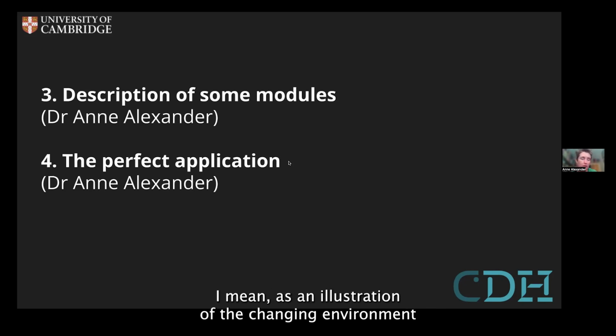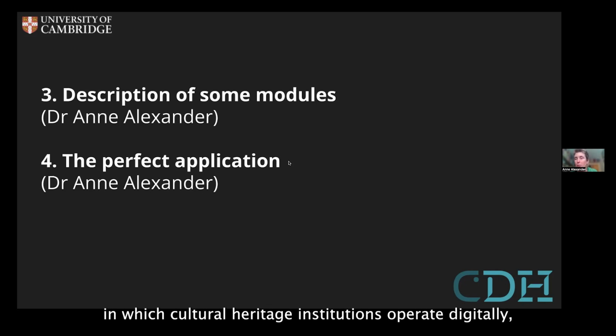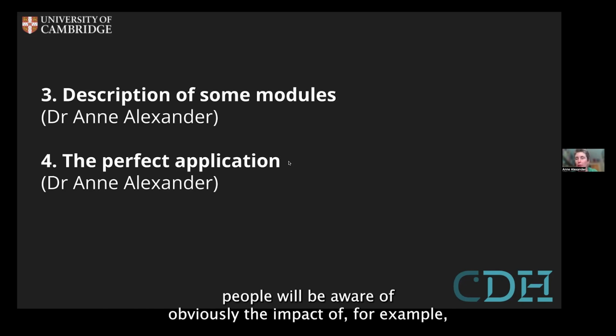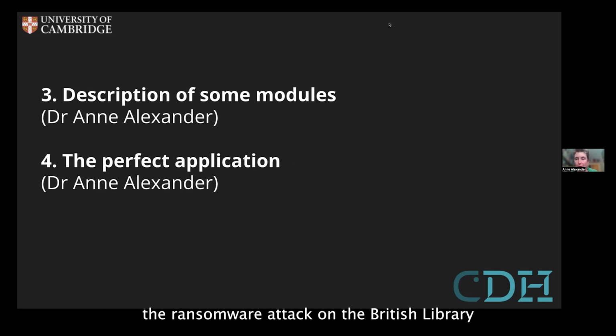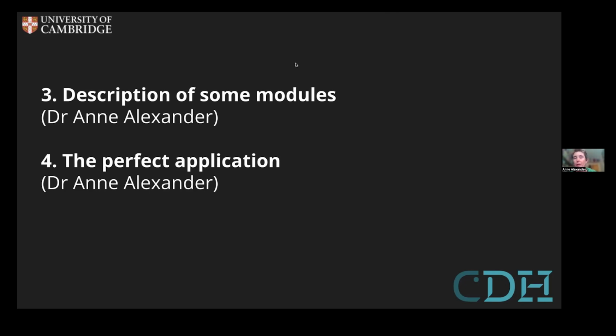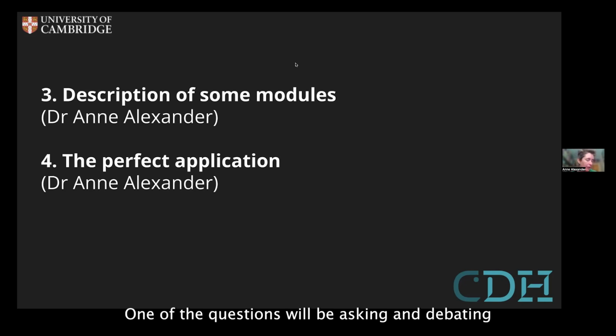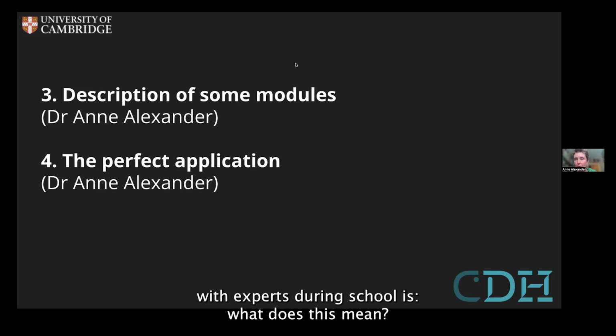As an illustration of the changing environment in which cultural heritage institutions operate digitally, people will be aware of obviously the impact of, for example, the ransomware attack on the British Library. That had a very significant impact on the library as an institution. One of the questions we'll be asking and debating with experts during the school is, what does this mean?